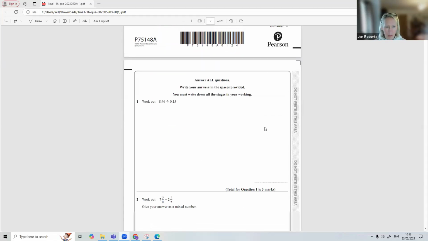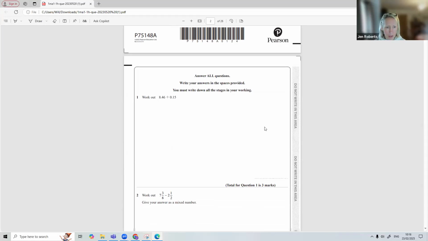So obviously this is a non-calculator paper, 8.46 divided by 0.15. I'm going to write it as a fraction first. That's what I do when I'm dividing by a decimal. Then I'm thinking, well, I don't want to be dividing by a decimal. Let's make this easier. Multiply that by 100, multiply this by 100. 846 over 15.